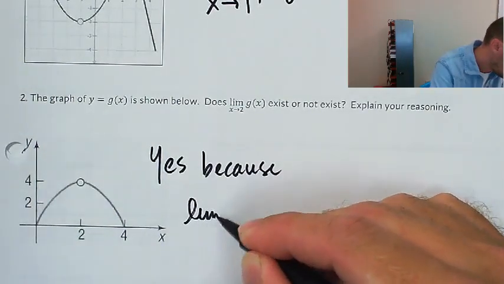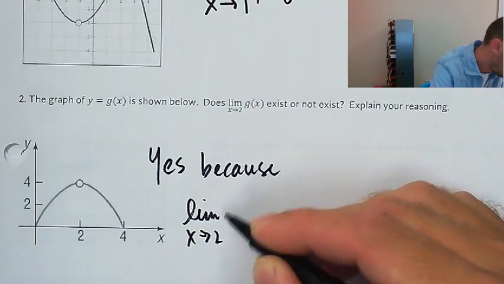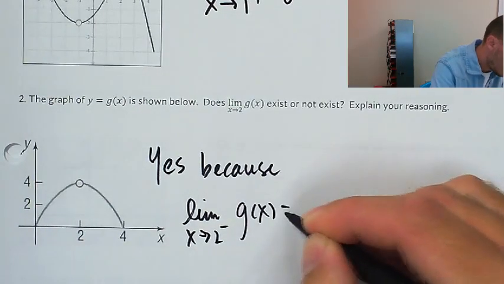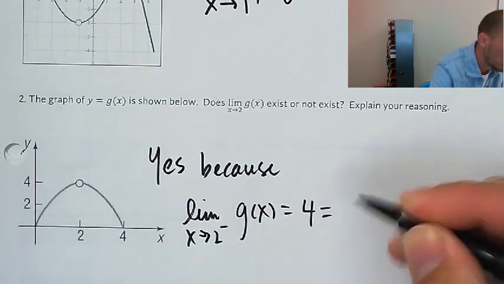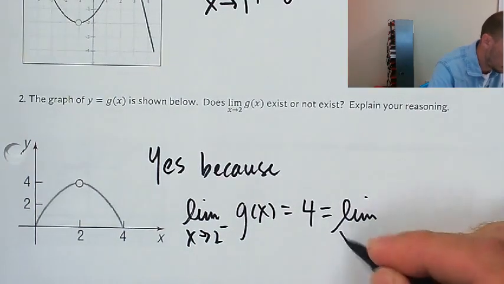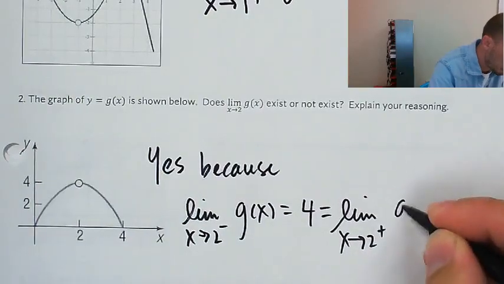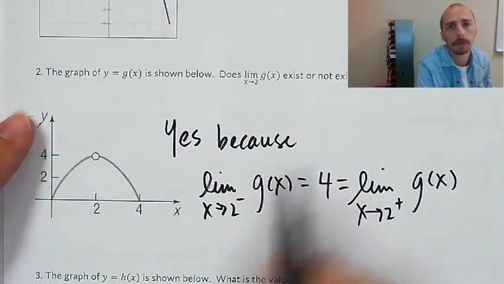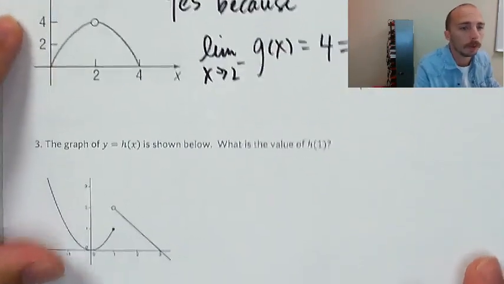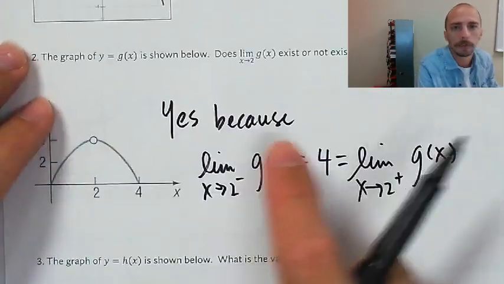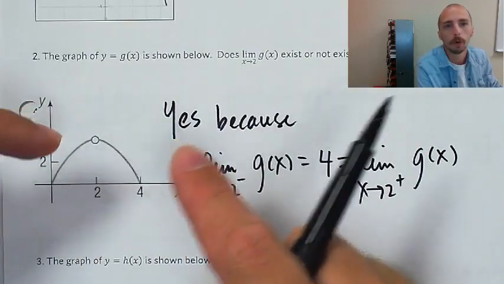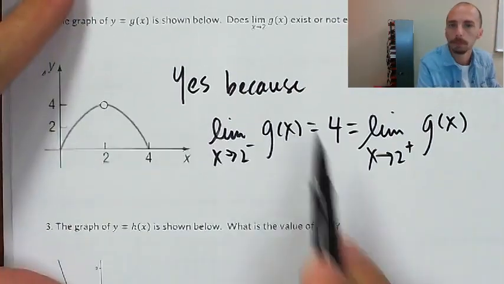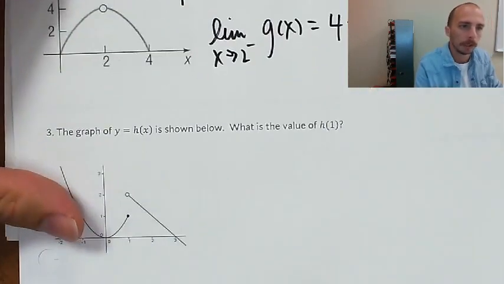So I'm going to say the limit as x approaches 2 from the left is equal to 4, which is also equal to the limit as x approaches 2 from the right. Okay, and when we were grading this, you didn't have to have this, but this was definitely the best response. You had to have something indicating that it was going to the same y coordinate as you approached x equals 2 from both sides, but it didn't necessarily have to be that. But this is something to aspire to.